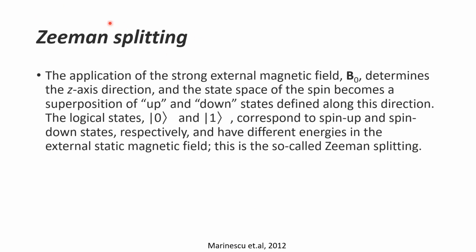So in order to understand the modern technologies that we use to manipulate the qubit states, we must learn a few more physical features. The first one is the Zeeman splitting. When we apply a strong external magnetic field, say in the positive z-axis direction, then the two qubit logical states 0 and 1 have different energy levels, and the energy difference between these two spin states is what we call the Zeeman splitting.